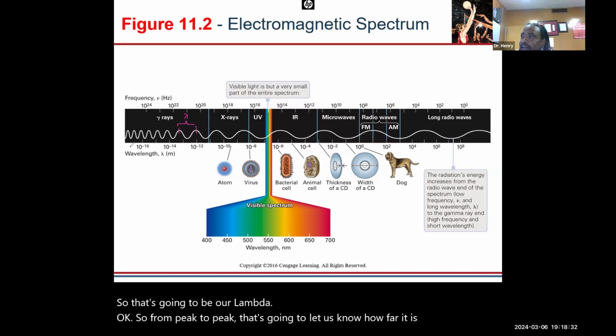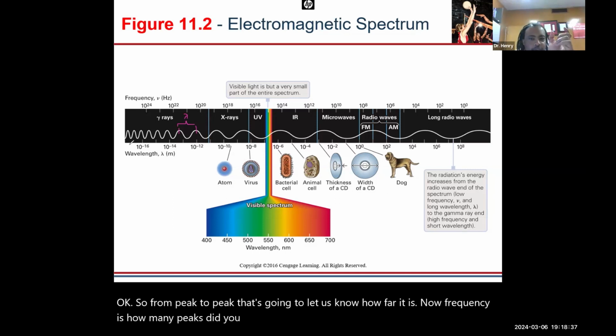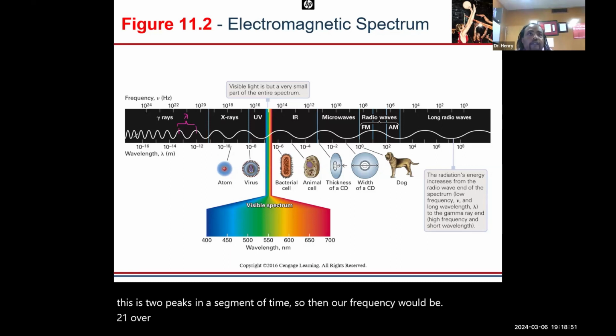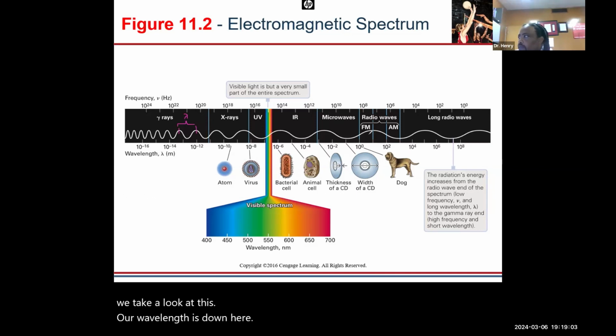Now, frequency is how many peaks you have within a segment of time. If we said that this is 2 peaks in a segment of time, then our frequency would be 2 1 over seconds. So we have 2 cycles that would happen in 1 second. If we take a look at this, our wavelength is down here, and as our wavelength increases, we'll notice that our frequency decreases.